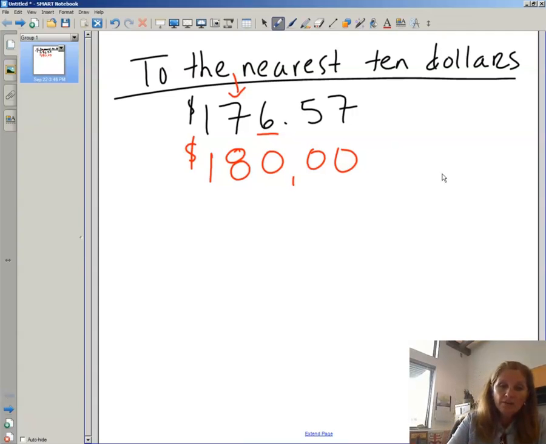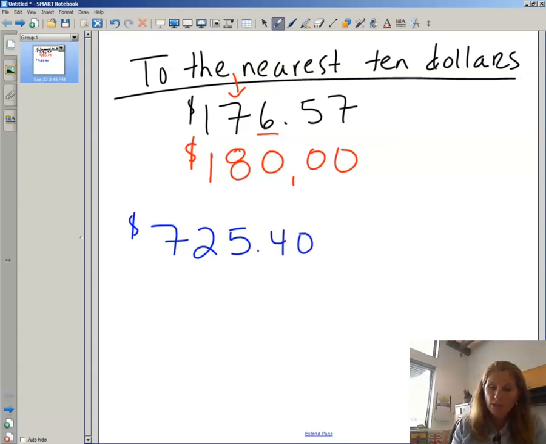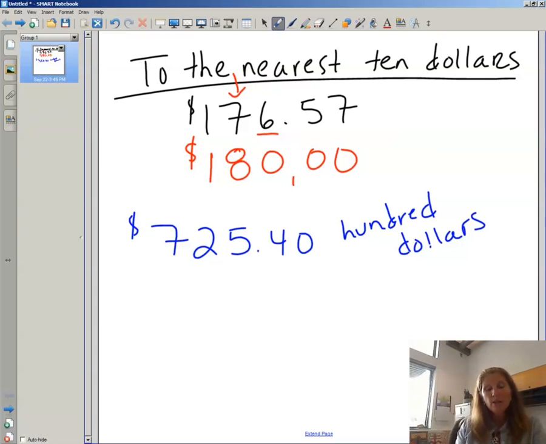If I have $725.40 and I ask you to round that to the nearest $100, then what number are you looking at? Then you're looking at the 7. That'd be $100. And so looking one to the right, you see a 2. And 2 is definitely less than 5, so we wouldn't change that. That would stay the same, and that would be about then $700.